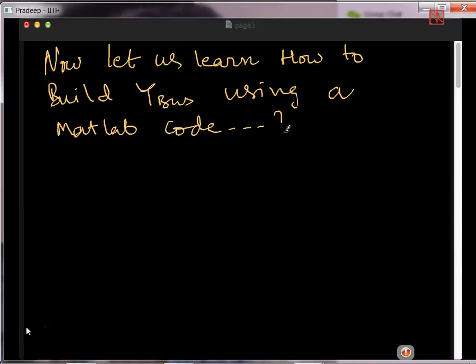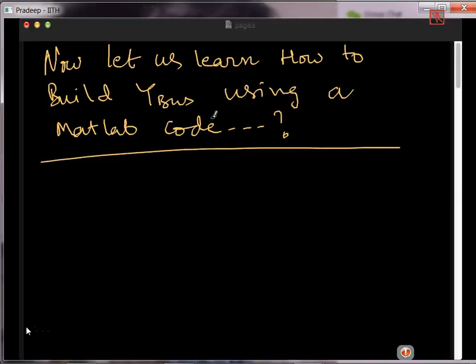Typically from the textbook, you just learn the theory. But in this course, I want to teach you both theory and practical. So that's why I want to show you an easy method to build this Y bus using some MATLAB coding. We have about 35 minutes, which is sufficient to learn this. So let's take a problem.